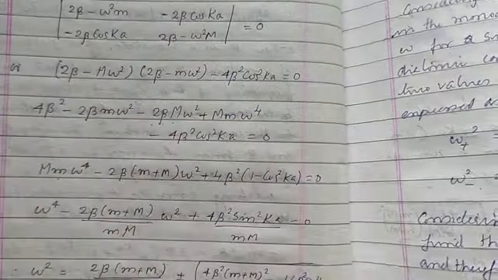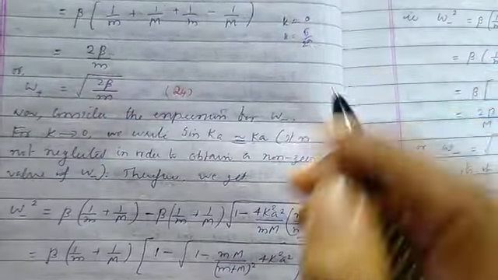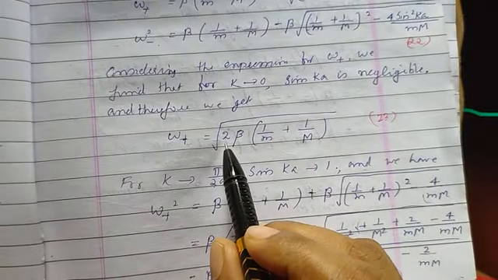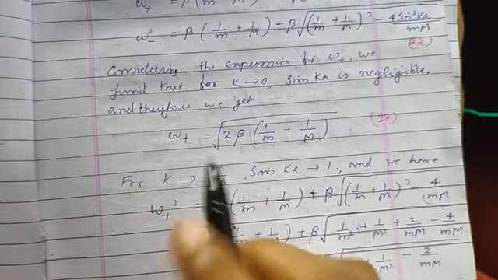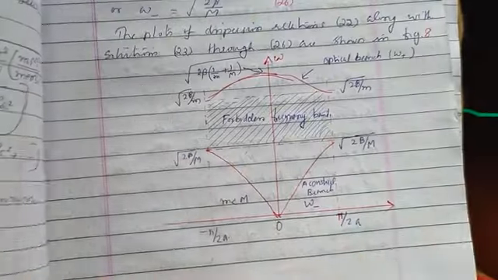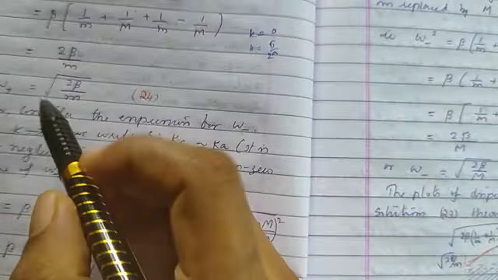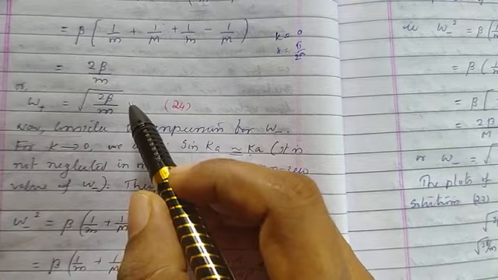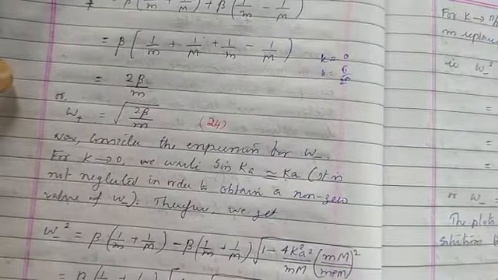Okay, pi by 2a. So these are the expressions. This is for k tending to 0, the value of omega plus, and this is the expression for omega plus when k tending to pi by 2a.